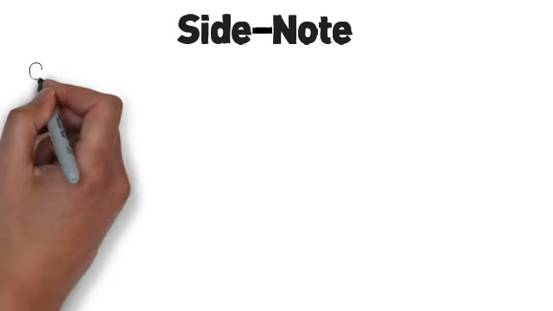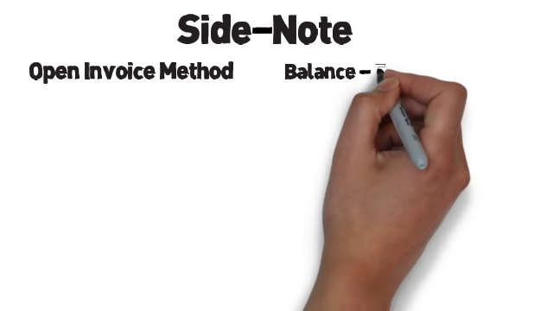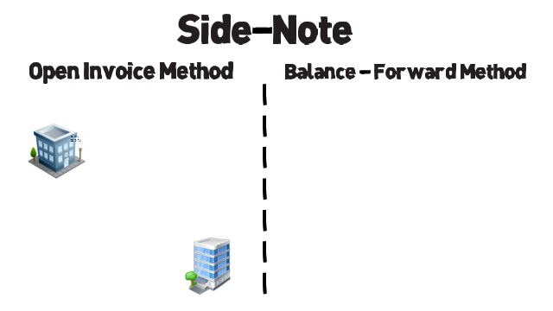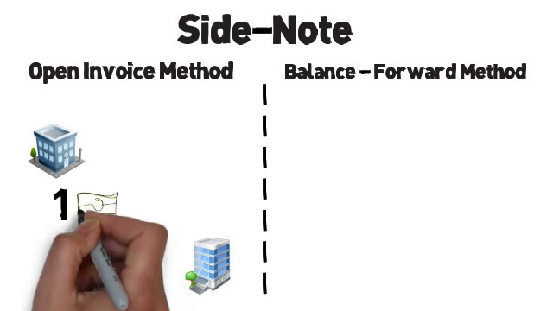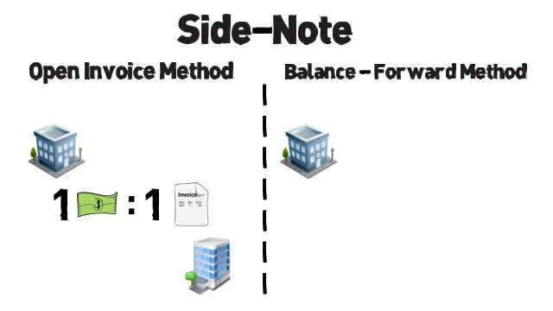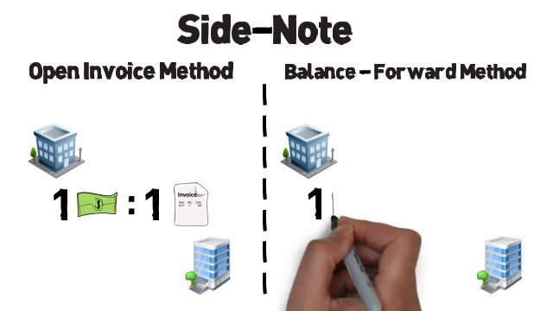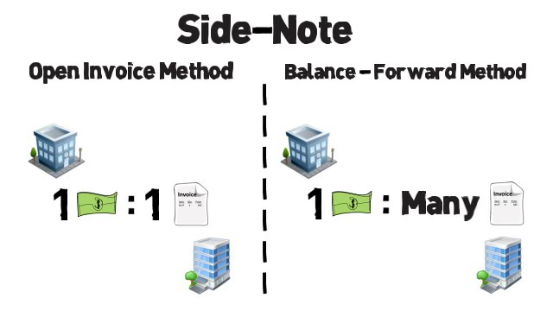A quick side note, there are two ways companies can bill customers. They can use either an open invoice method or a balance forward method. Using the open invoice method, Company A sends an invoice to Company B. Company B processes the invoice and sends Company A their payment. So it's a one payment to one invoice method. Using the balance forward method, Company A would send several invoices over a period of time and then send a monthly statement to Company B. Company B would process all of these and make one payment to Company A. So here the method is one payment to many invoices.